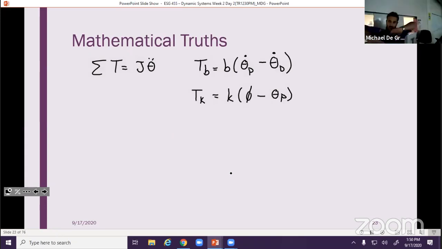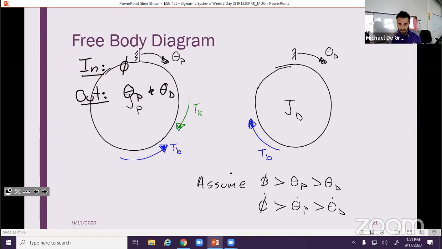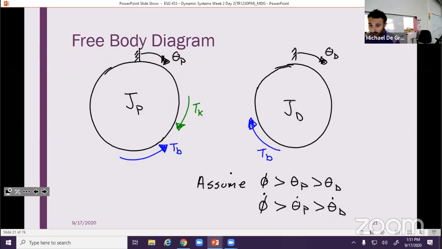Okay, so here we are. We've got our equations, so we can do our reduction. How are we going to do that? Well, Zach, did you start with P or with D? I started with P. Okay, so let's start with P. If we're looking at JP, we go back to our free body diagram. What are the sum of my torques on JP? You've got TK minus TC. Yep.